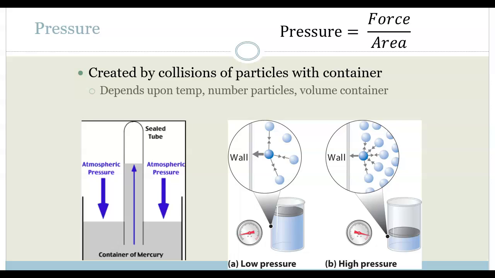When we talk about pressure, we can also look at barometric pressure, or atmospheric pressure, where the pressure from the atmosphere will push down on a container of mercury, and then we'll be able to measure how much pressure there is in the atmosphere. Pressure in general is going to flow from an area of high pressure to an area of low pressure, and this flow of pressure is what creates some of the weather patterns that we see.